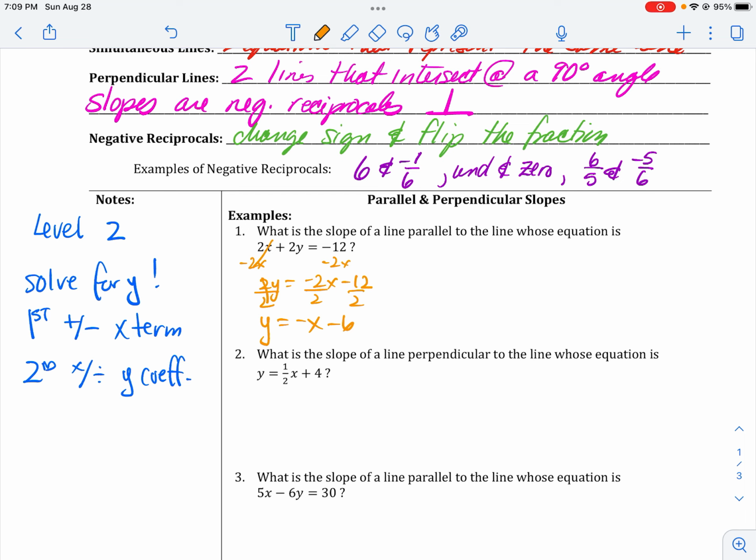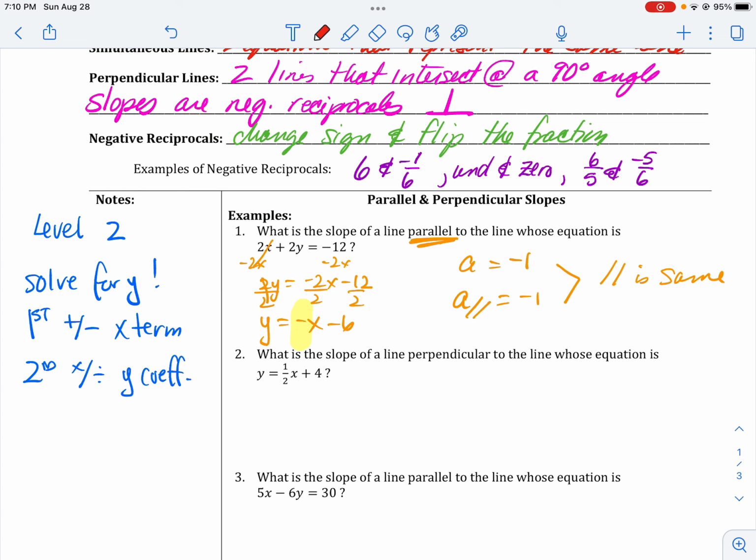So our question is, what's the slope of the line parallel? So the line that I'm given, A, is negative 1, and that comes from right here. So then slope parallel is also negative 1 because parallel is the same. So those are the steps that we're going to go through for this section.